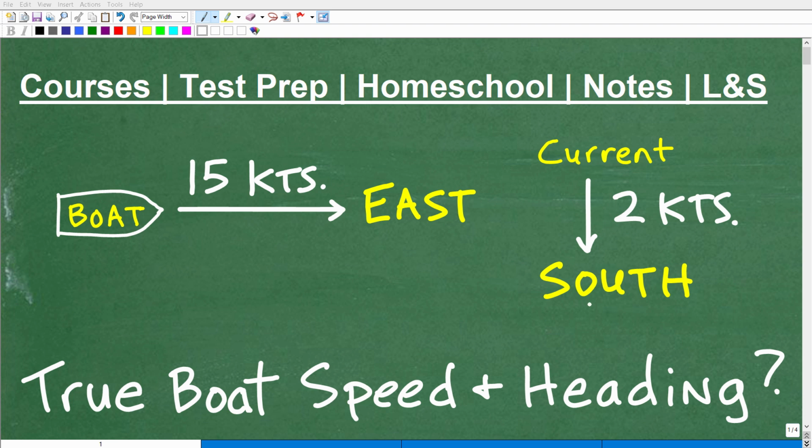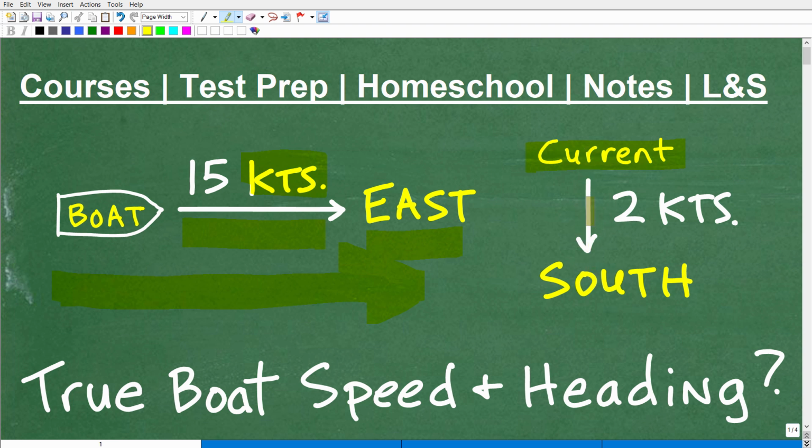Okay, let's go and tackle this nice, interesting math problem. So let me go ahead and set this up for you. Here we have a boat, and this boat is going due east at 15 knots. Just as a little aside, if you're on the ocean, you're talking about boats, we don't use miles per hour. We use knots as a unit measure of speed. But anyways, this boat is going due east at 15 knots, and we have a cross current.